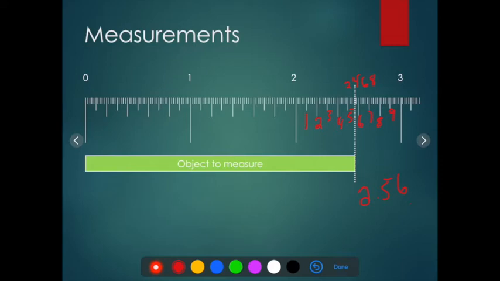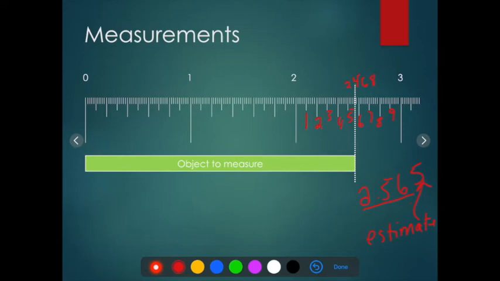But anytime we take a measurement, we always estimate one more number. So we know for sure these 3 numbers, but then we're going to estimate our last number, and it really doesn't matter what you estimate. It's not right on 6, so if it was right on 6, we would say 0. But it's not right on 6, so we're going to say 5. This number was a guess. Oh, I ran out of room. We'll say estimated. Always estimate that last number.